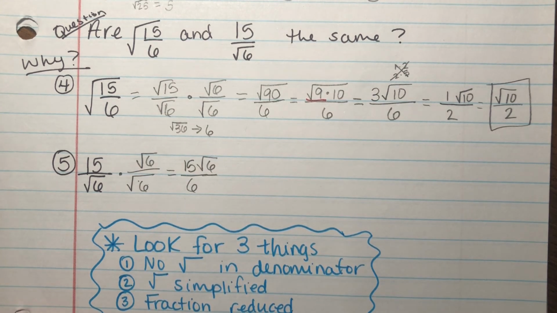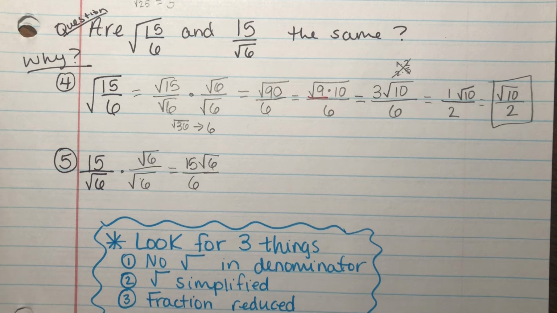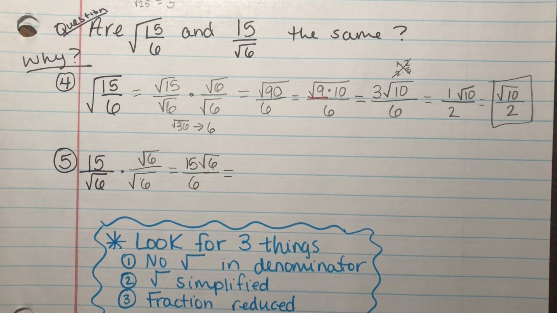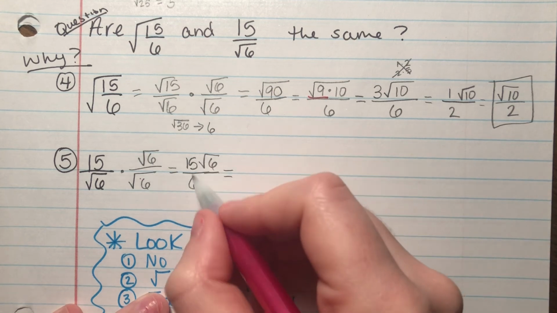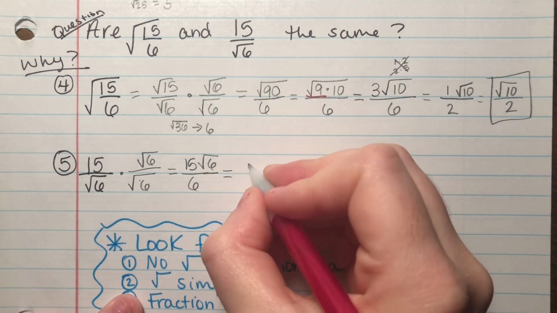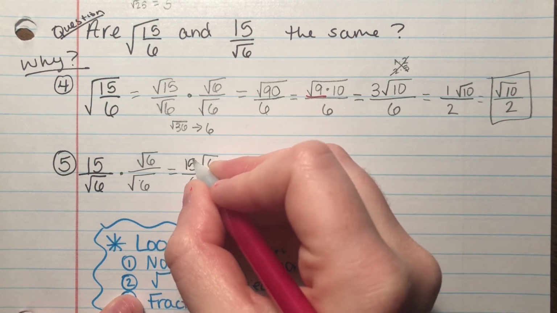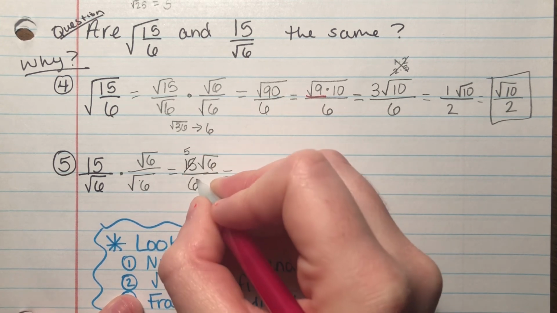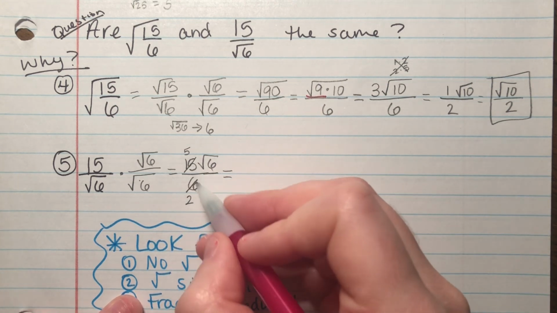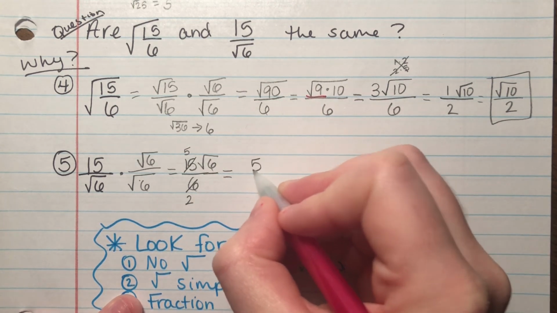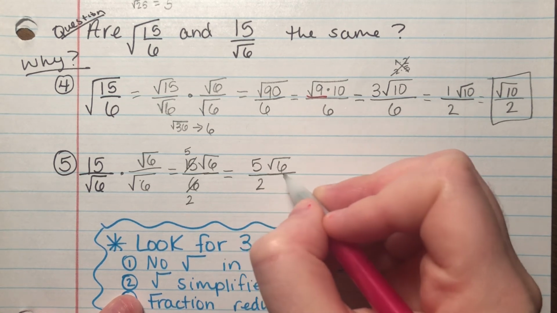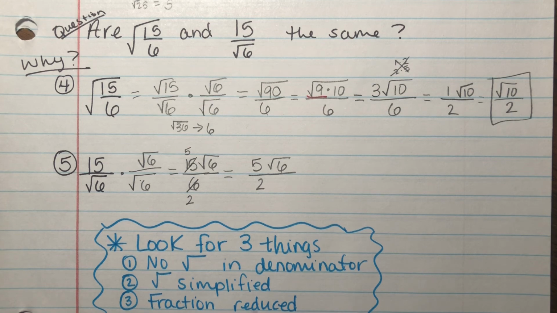Alright, now I'm looking at my coefficients here. Can I simplify my coefficients? Or in other words, can I reduce that fraction? So 15 over 6, what do they both have in common? They both have a 3 in common. So if I pulled a 3 out of this, that's going to give me 5. If I pull a 3 out of that, it's going to give me 2. Or in other words, if I divided by 3 on both of those to reduce, I would have 5 halves square root of 6. So 5 square root of 6 over 2.